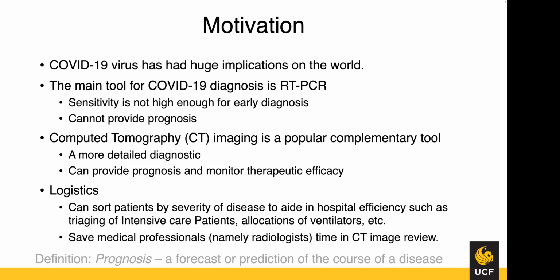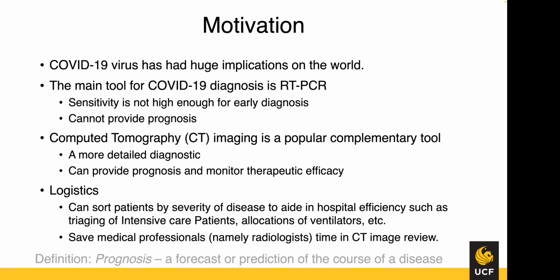So the main test that everyone gets, or the gold standard, is the PCR or RT-PCR to be more specific. But this is just a binary test. It just tells you if you're positive or negative, and that's it. That's all the information it gives you. So that's good for seeing if you should quarantine, things like that.